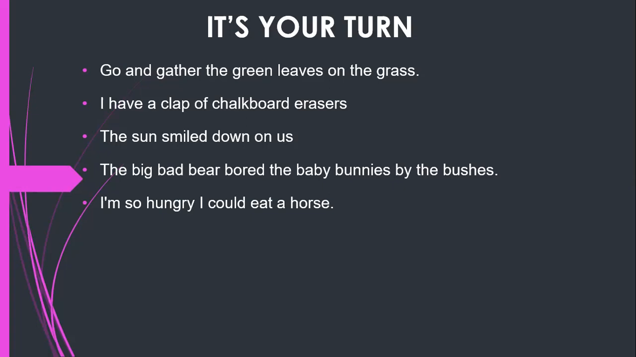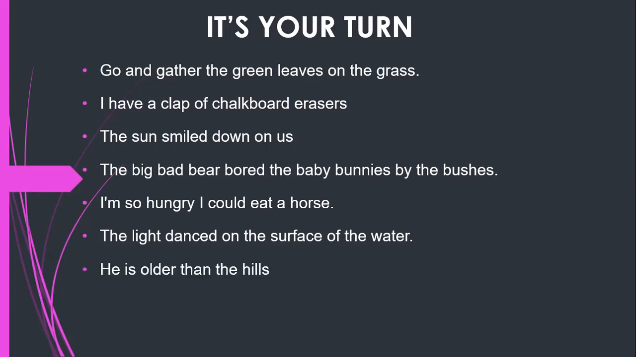I am so hungry, I could eat a horse. Don't you think it's too much? Think and decide it. What are these all? The light danced on the surface of the water. Can light dance? Which type of figure of speech is it? He's older than the hills. Don't you think too much exaggeration is here?